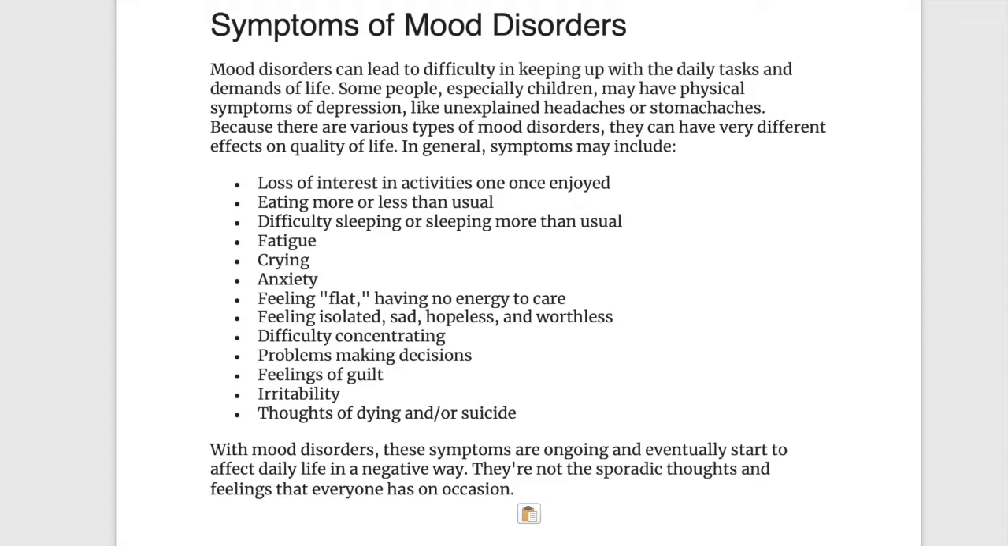So here's a list of some of the symptoms. So it can affect, like I mentioned before, appetite, amount of sleep, energy levels, emotions, difficulty concentrating, feelings of irritability, irrational thoughts. And so with mood disorders, as it says here, these symptoms are ongoing and eventually start to affect daily life in a negative way. They're not the sporadic thoughts and feelings that everyone has on occasion. So that's something key to remember. Like, these are things that come up quite often for them. And so, again, just something very helpful and important to know.